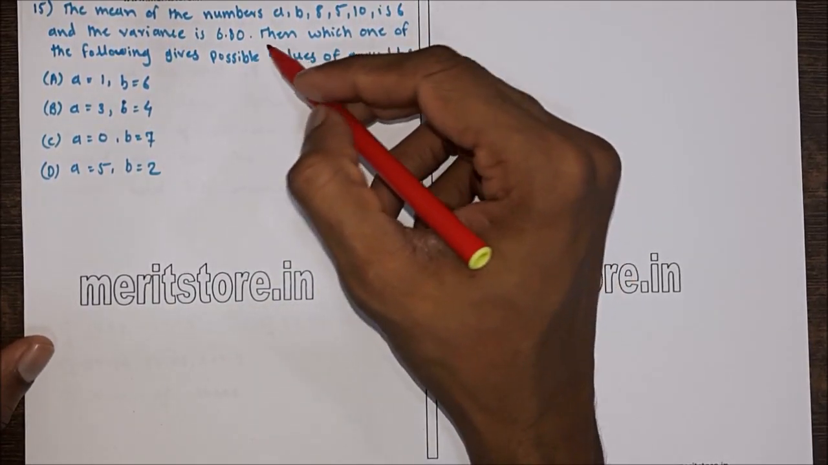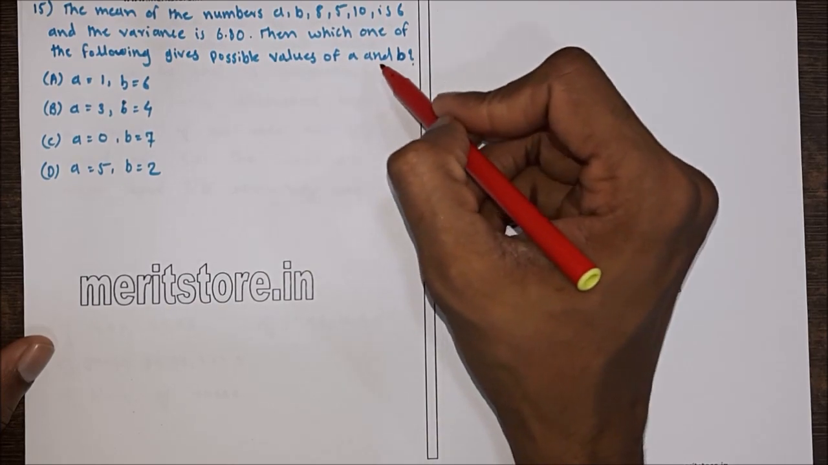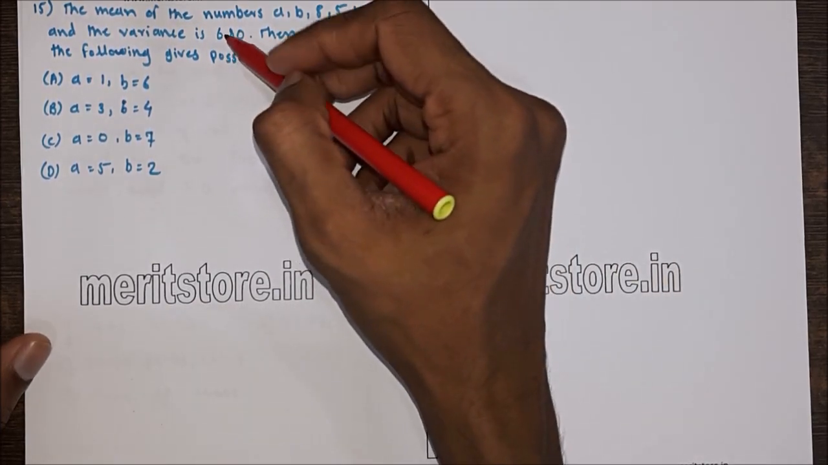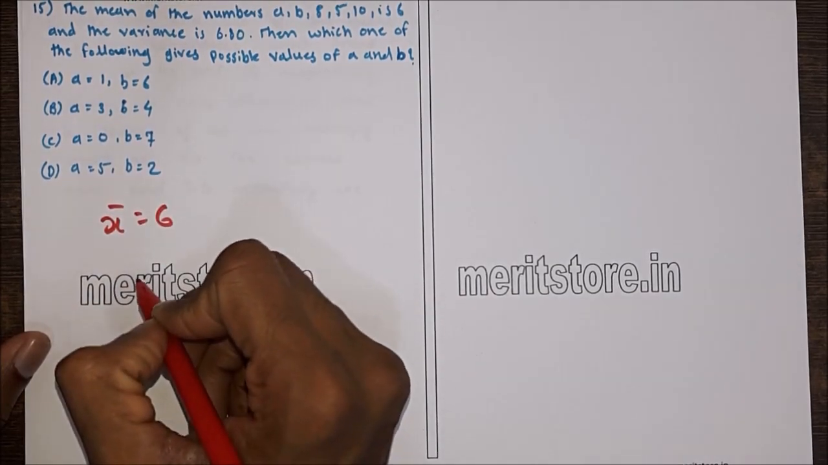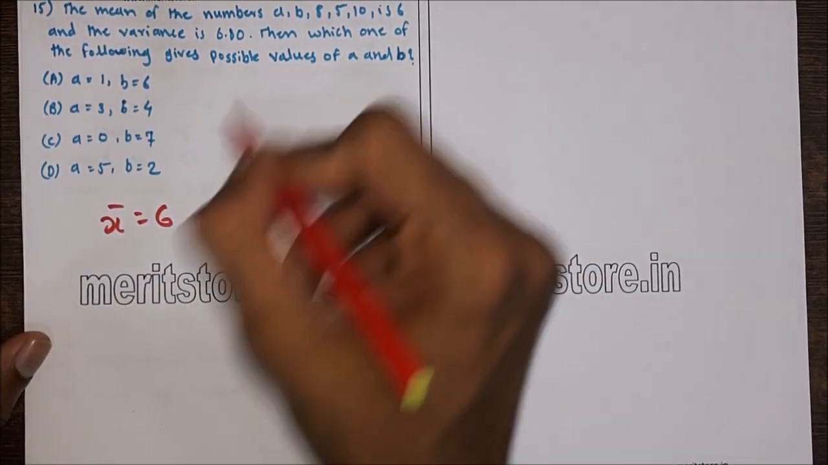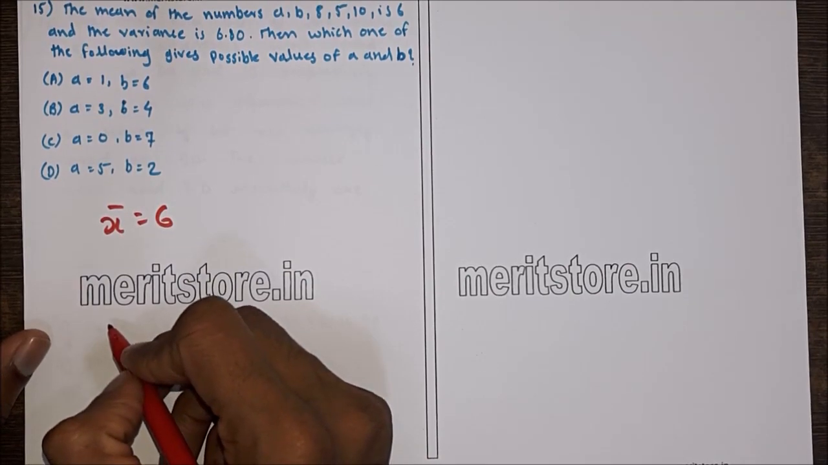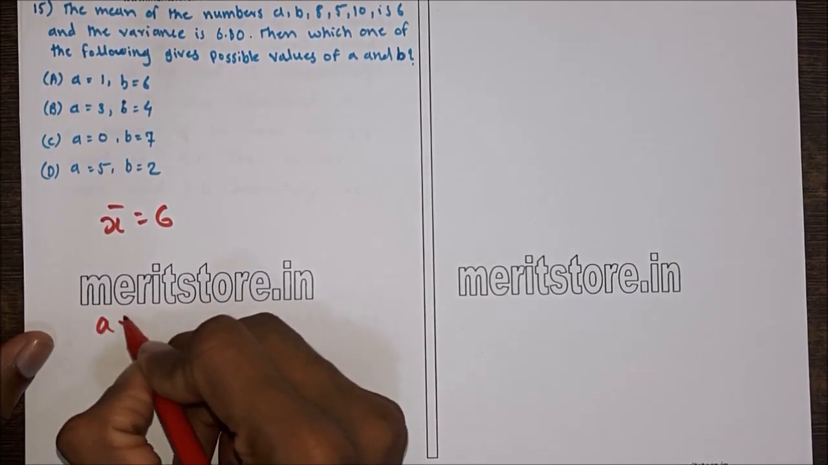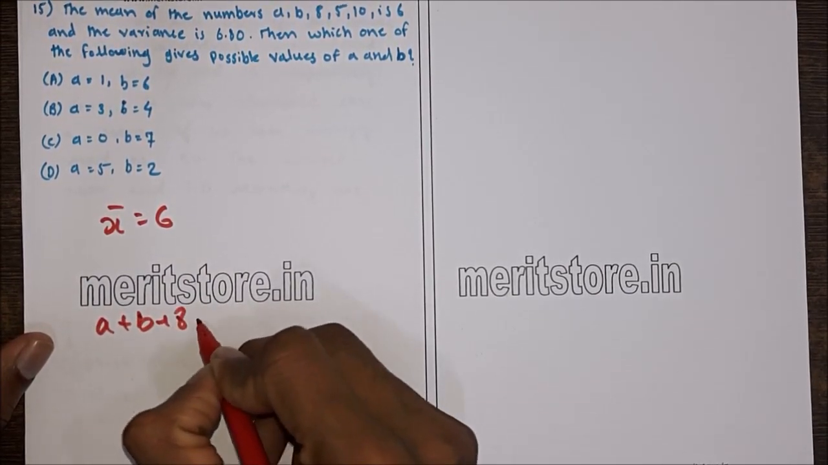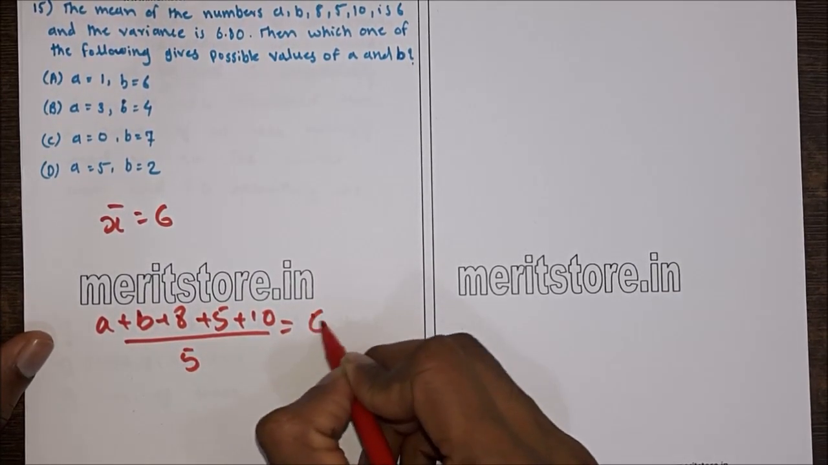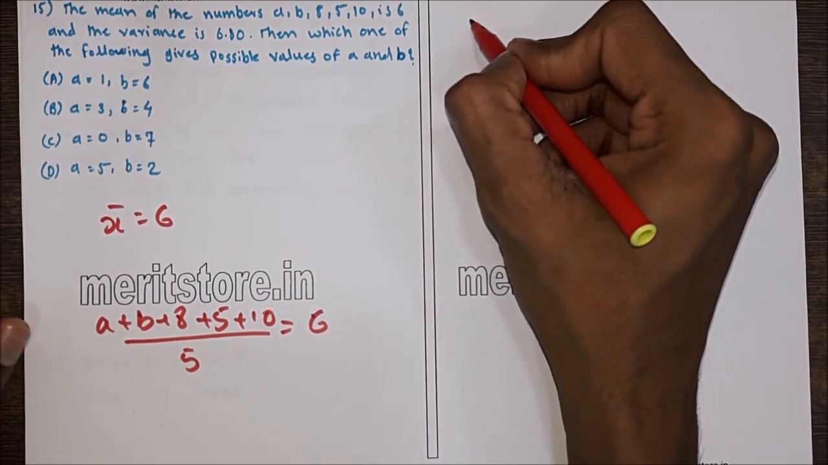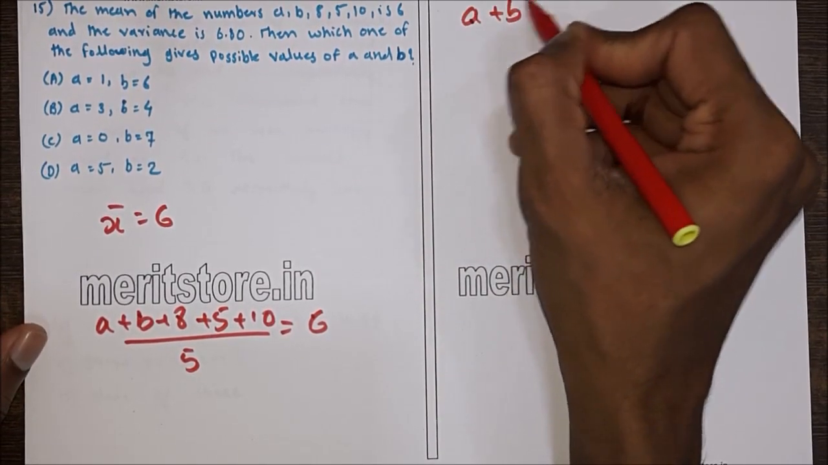Then which one of the following gives the possible value of A and B? The variance is 6.8. So we have x bar which is equal to 6, which can be written as the addition of all the observations upon the number of observations, that is (A + B + 8 + 5 + 10)/5, which is equal to 6. For solving this we get A + B = 7.